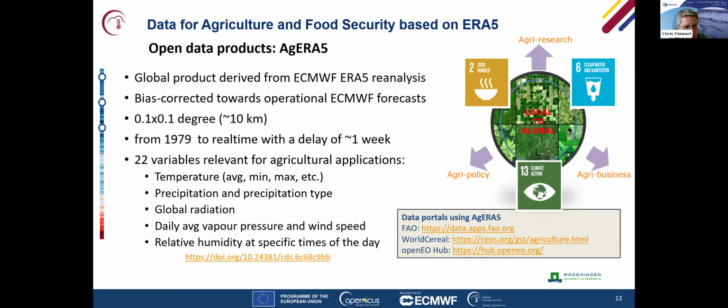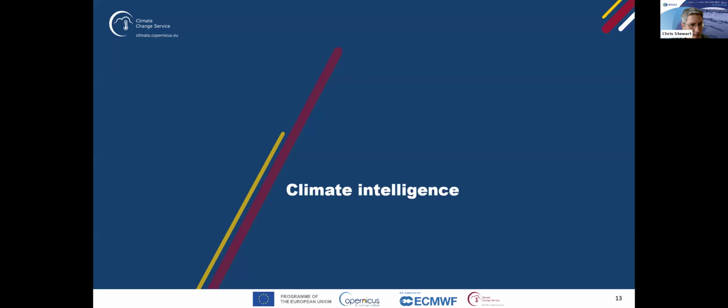So in addition to these core reanalysis data sets, we also have some value-added data to support different sectors. So for example, for the agriculture sector, we have indicators useful for stakeholders in agriculture. Things like relative humidity at specific times of day relevant to the crop season. And we also have them for energy and other similar data sets.